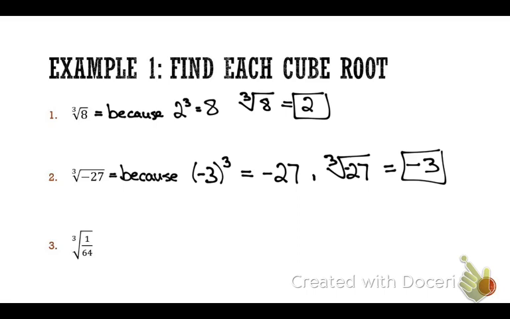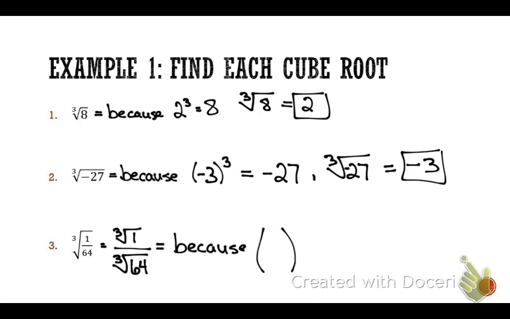The last one's a fraction, but we can split it, okay? Meaning that I need to take the cubed root of the numerator and denominator. So I'm looking for a number that can be multiplied by itself 3 times to equal the value in my numerator and my denominator. Okay, so I'm looking for a because. Because what numbers can be raised to the third power to equal my numerator and denominator?